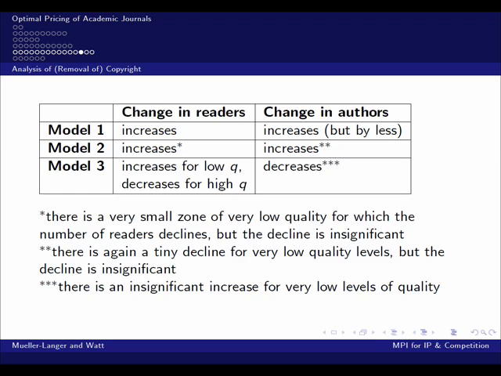And these different effects on whether the numbers increase or decrease are important to us if we consider the capacity constraints. The capacity constraints are still work in progress, but we will come to this later. But just keep in mind that in the different models, we have different effects on the number of readers and the number of authors.